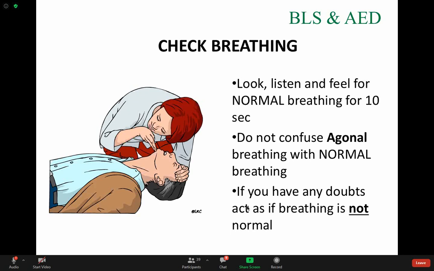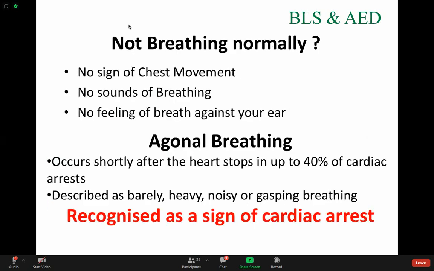If you have any doubts, act as if breathing is not normal. So if you're not sure, again, assume the worst. Assume that the breathing is not normal and the patient is not breathing. If he's not breathing normally, no signs of chest movements, no signs of breathing, no feeling of breath against your ear or your face.